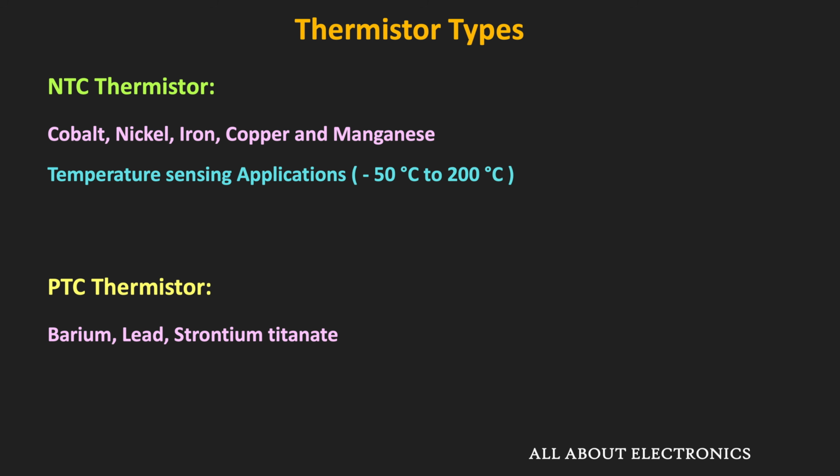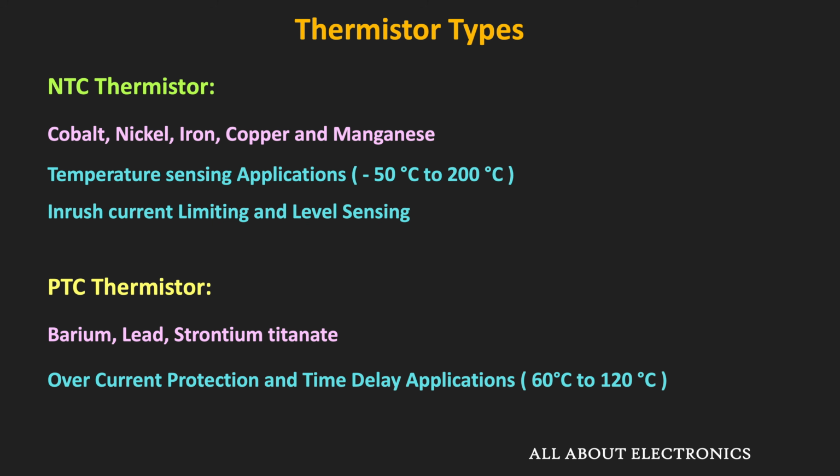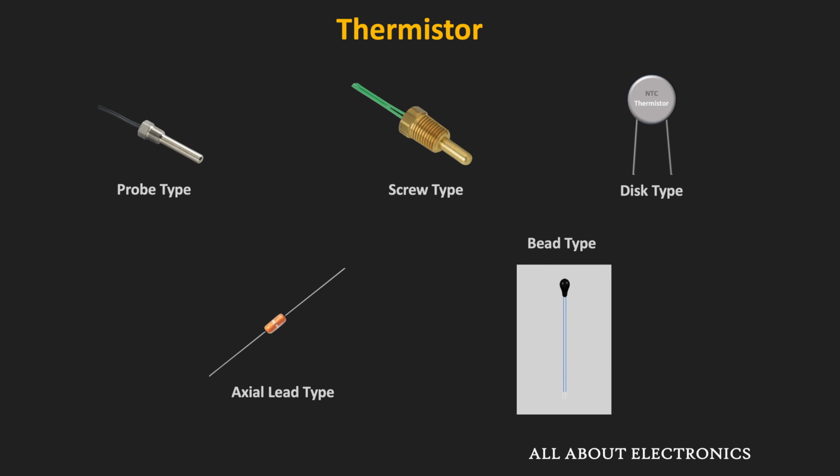Because of their higher temperature sensitivity, these NTC thermistors are mainly used in temperature sensing applications. But apart from that, at low to medium powers, they are also used as an inrush current limiter. And they are also used in level sensing applications. On the other hand, the PTC thermistors are used in applications where a sudden change in the resistance is required at a certain temperature. So typically, they are used in overcurrent protection as well as in time delay applications. Depending on the temperature range and the applications, these thermistors are available in different packages.